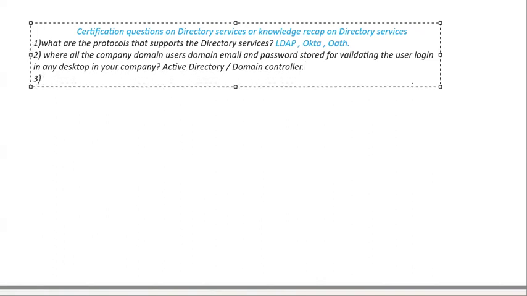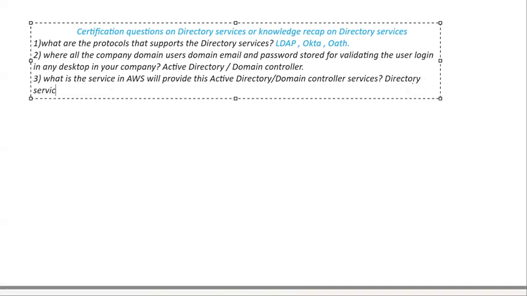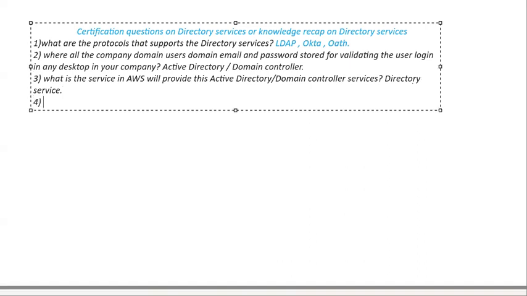What is the service in AWS that will provide this Active Directory, or you can say domain controller, services? So, what is the service in AWS where it will provide Active Directory or domain controller services? That is Directory Service. What is the service name? Directory Service. Okay, let's move on with another question.